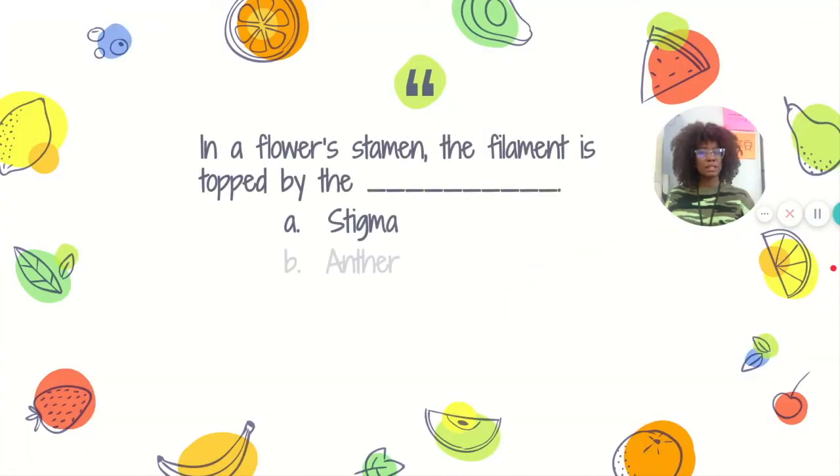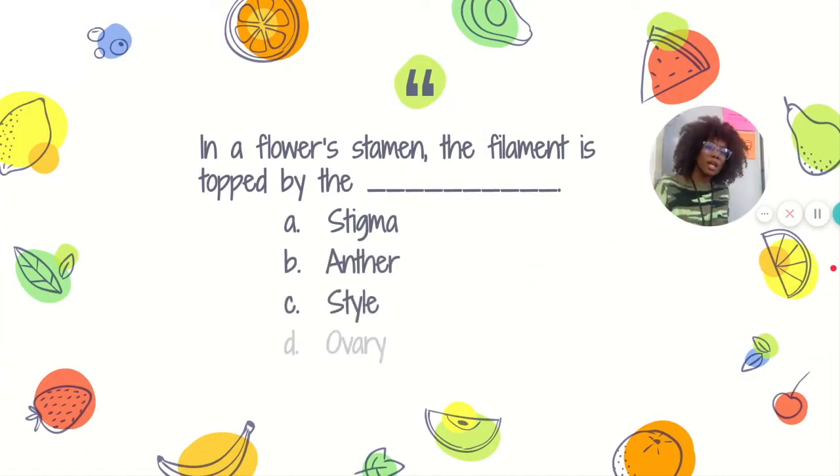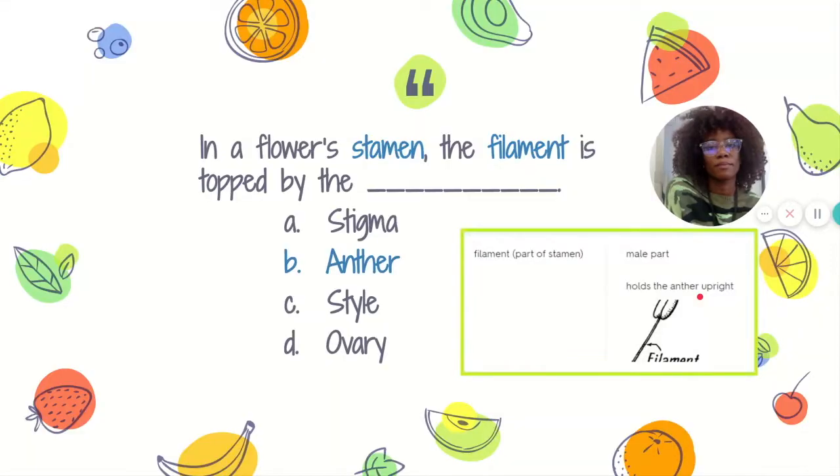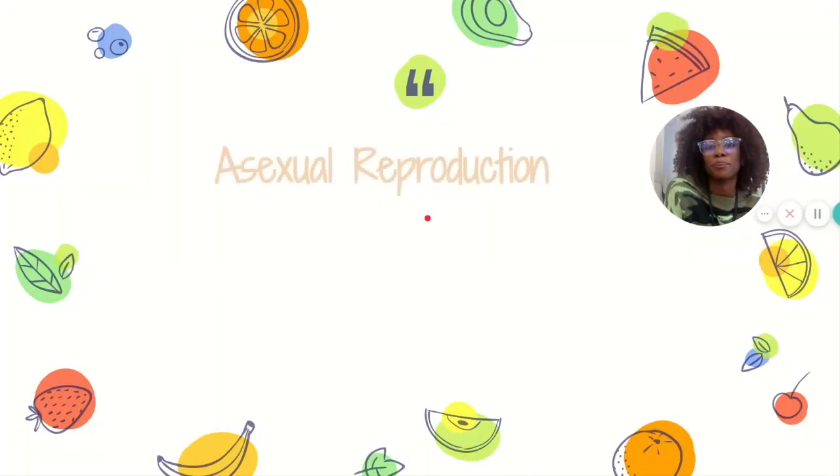So, some questions. In a flower's stamen, the filament is topped by the what? So what is on top of the filament? It's going to be anther. If you did not know that, it's in my Quizlet, so make sure you're using the Quizlet. You also know anther and filament make up the stamen, and I also kept it in blue so you can remember it in your mind. These are the male parts of the flower.